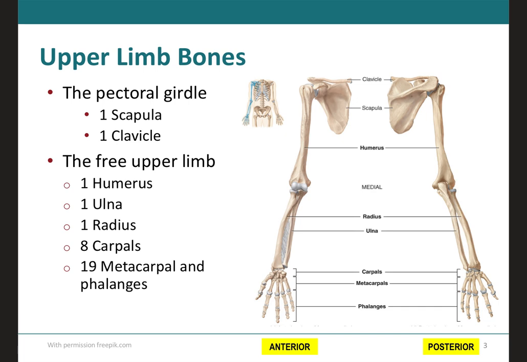There's going to be one humerus on each side, one ulna, one radius, 8 carpals, which are your wrist bones right over here, 5 metacarpals, which form the palm of your hand, and 14 phalanges, which form your digits. And together they will form 19 bones, for a total, again, of 32 bones. Let's talk about all these bones separately in the next few slides.